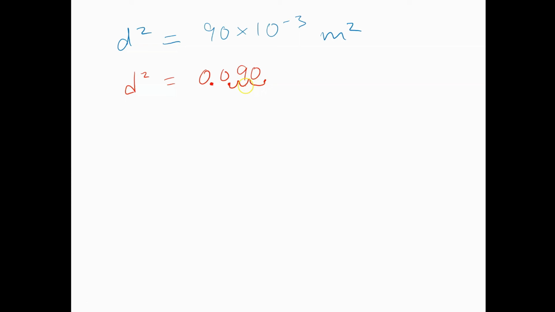Make sure that's right. 1, 2, 3 to the left. 1, 2, 1, 2, 3. So decimal 0.09 meters squared. So distance squared is 0.09 meters squared. And I'm going to find the square root. So my distance now will equal the square root of 0.09. Just using a calculator here to find the square root, it turns out to be 3/10.